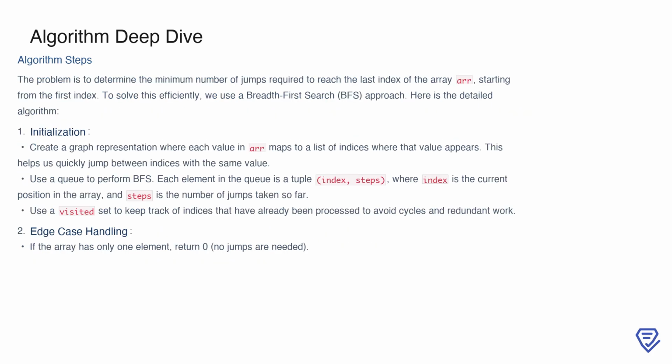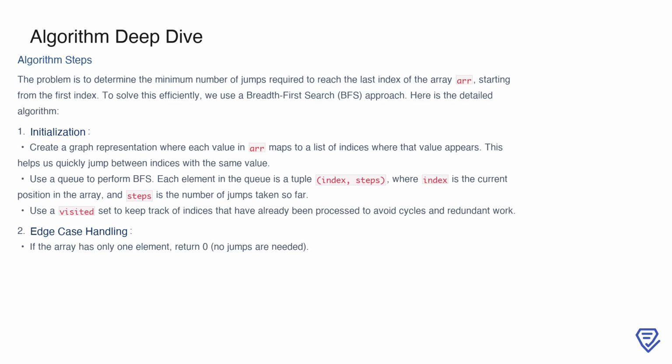To solve the problem of determining the minimum number of jumps required to reach the last index of the array, we start by framing it as a graph traversal task. The key idea is to use breadth-first search, or BFS, for its efficiency in finding the shortest path in an unweighted graph. First, we initialize the algorithm by creating a graph representation of the array. Each value in the array is mapped to a list of indices where that value appears. This mapping enables quick access to all positions with the same value, which can be treated as direct jumps.